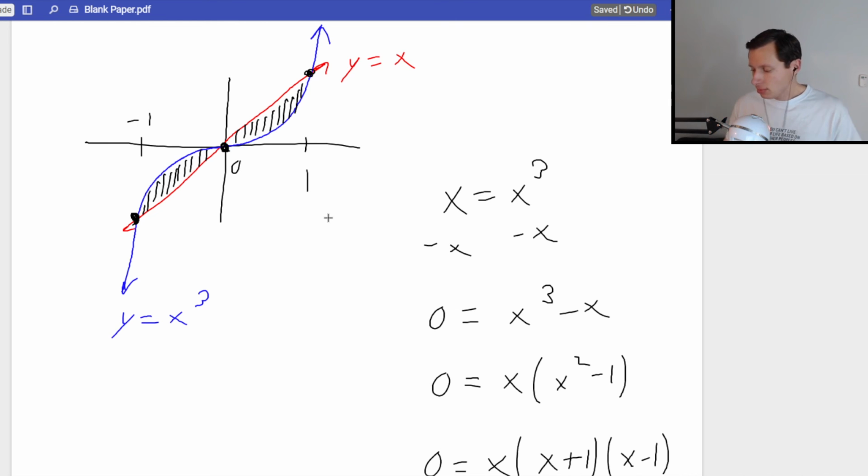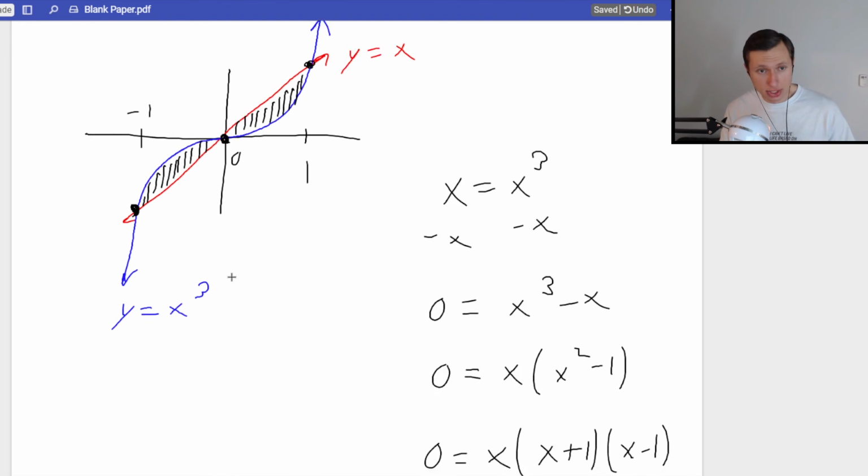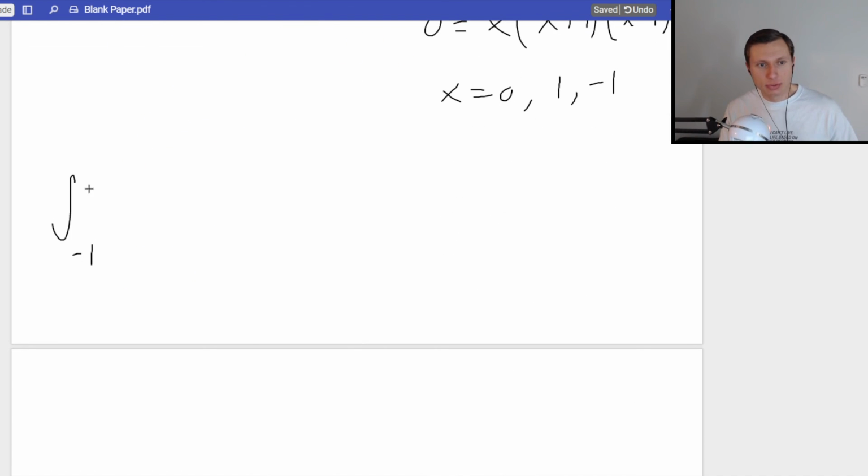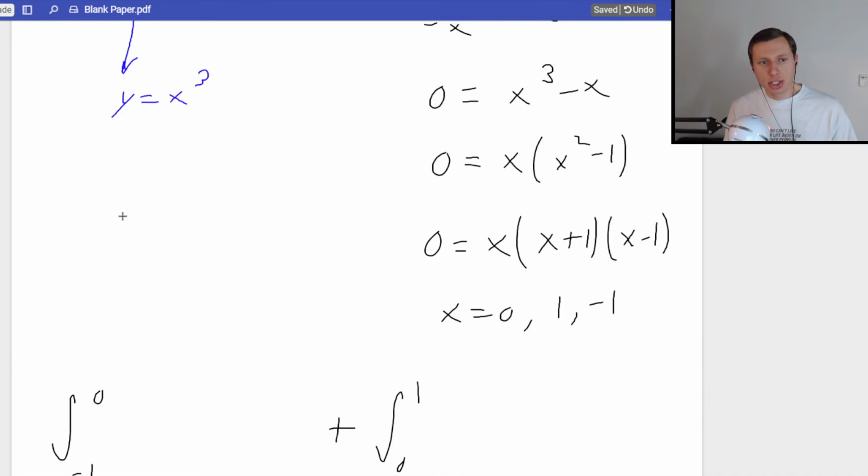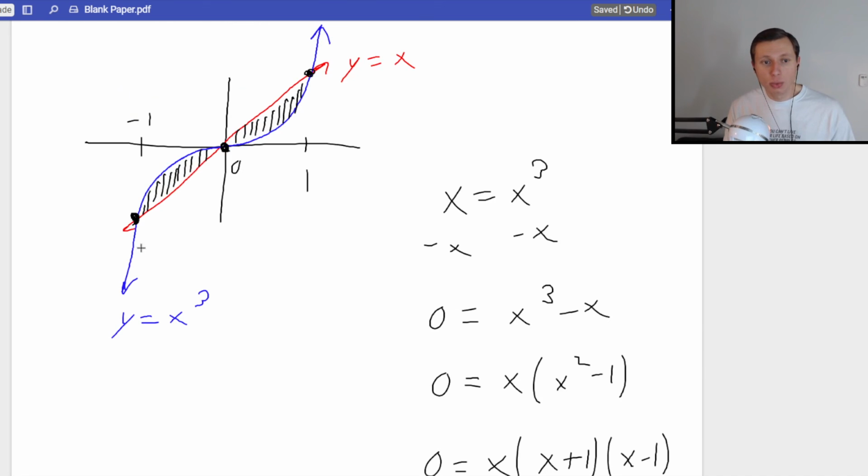Great. So once again, in the scenario where I have 3 intersection points, I am going to need 2 integrals. The integral from -1 to 0, and then I'm going to give myself some space, and then I'm going to say plus the integral from 0 to 1. And now let's fill in this. So -1 to 0. Again, just looking at the graph, I can see y equals x cubed is on top and y equals x is on the bottom.